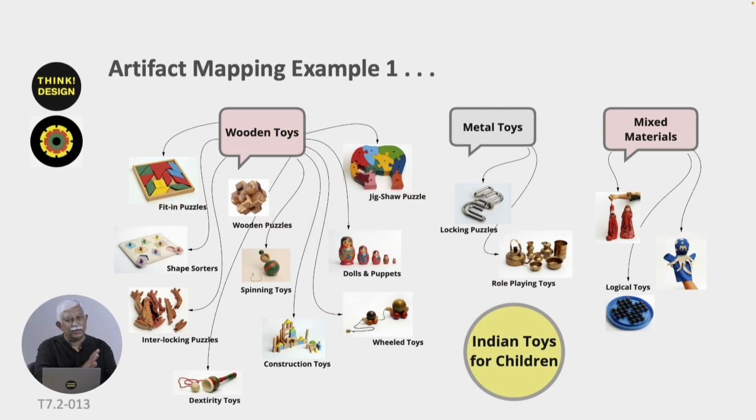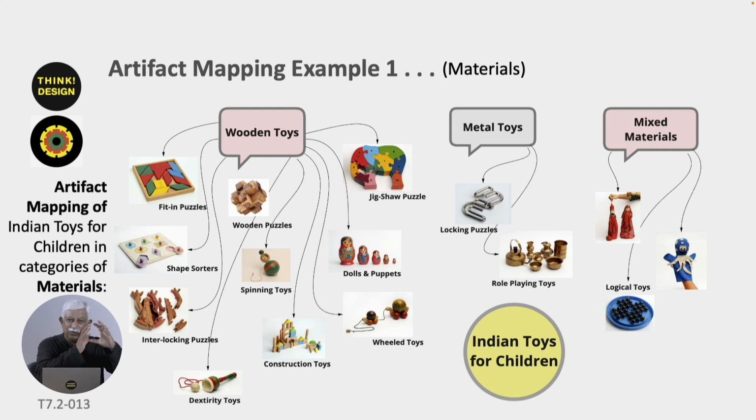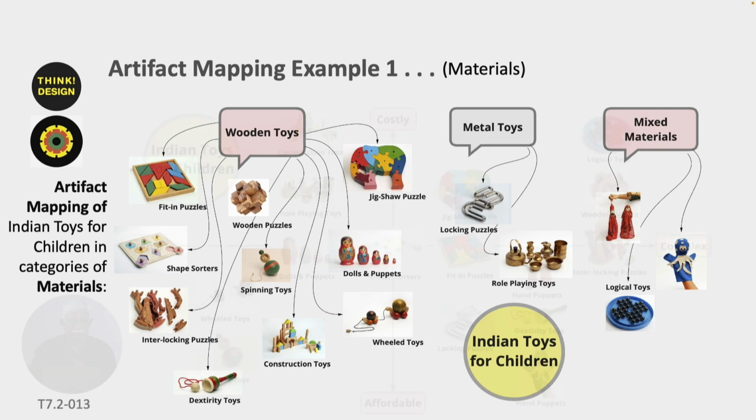And of course, you can look at it from another point of view. Here it has been categorized according to its materials. So you have the wooden toys followed by metal toys and the mixed material toys. So this is another category. You can look at it from a sustainability point of view. You can see which are easy to make and which are not so easy to make. So the factors with respect to production and manufacturability come into play when you look at this mapping.